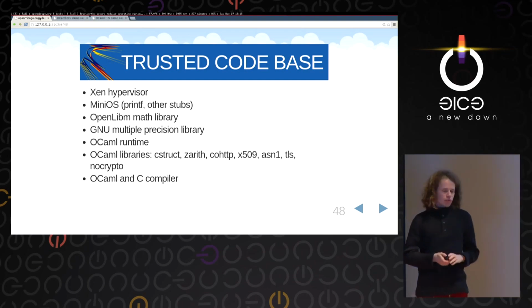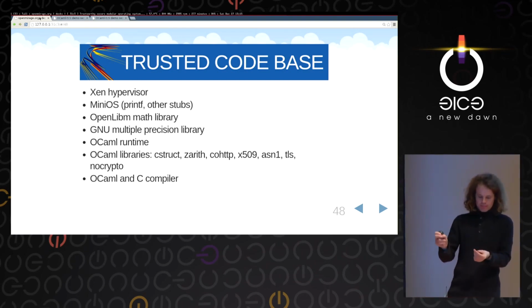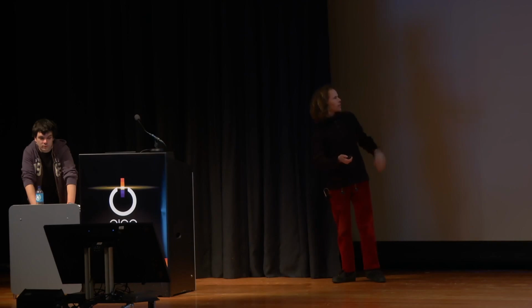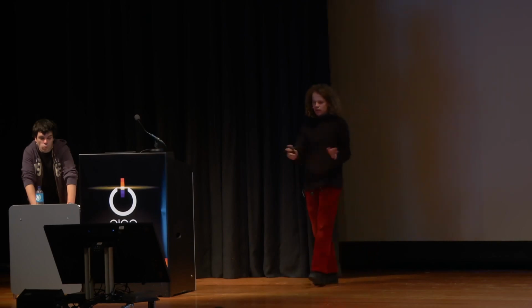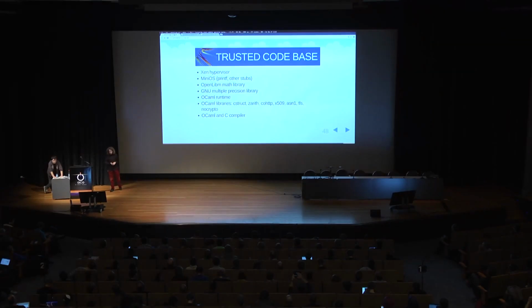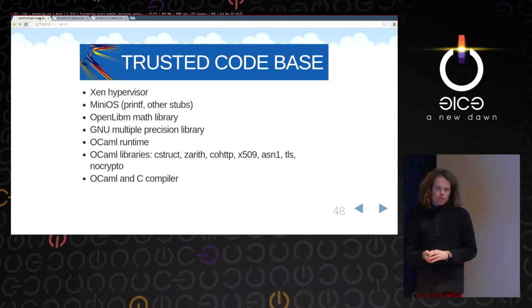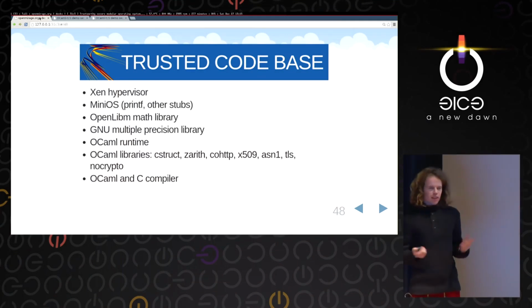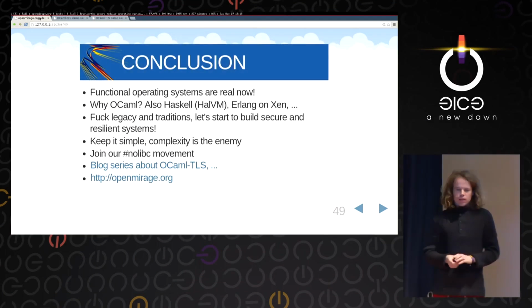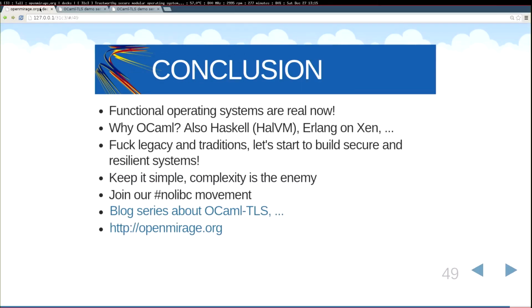Then we have the OCaml runtime, the OCaml programming language runtime, which includes a garbage collector and so on. Then we have various OCaml libraries which we currently use, like cstruct, which is a byte vector, and so on: X509, ASN1, TLS, OTR, nocrypto, the XMPP library itself, and so on. And then obviously we also have the OCaml and C compiler. But we don't have any libc in the trusted code base, or any huge Linux kernel, because we just don't have it. So, to conclude this talk, I think functional operating systems are real now. I use Jackline as my day-to-day XMPP client.